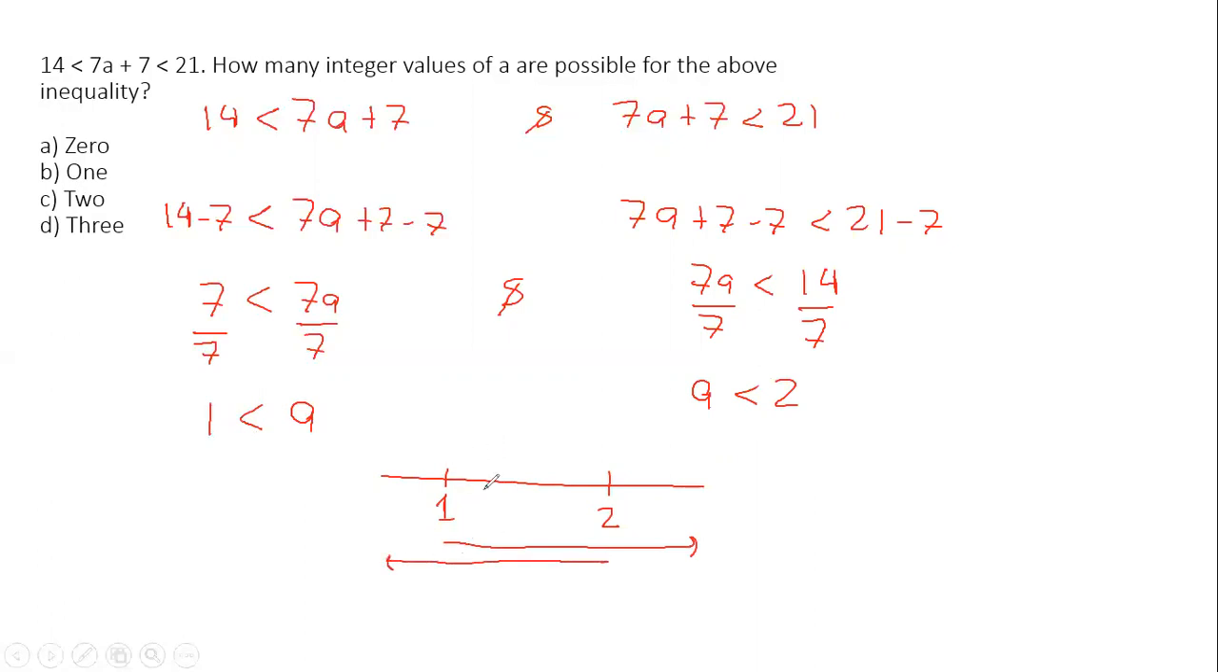So if something is more than 1 and smaller than 2, that means the common region will be between 1 and 2. So it's more than 1 and less than 2, that means it will always be between 1 and 2. Now they're simply asking me how many integer values of a are possible. So when I look at this, between 1 and 2, there are no integers. So I can clearly say between 1 and 2, there are 0 integers which are possible. And hence, my answer is option number A, which is 0.